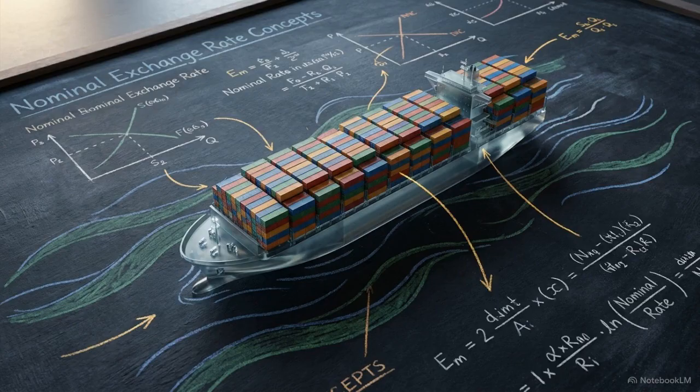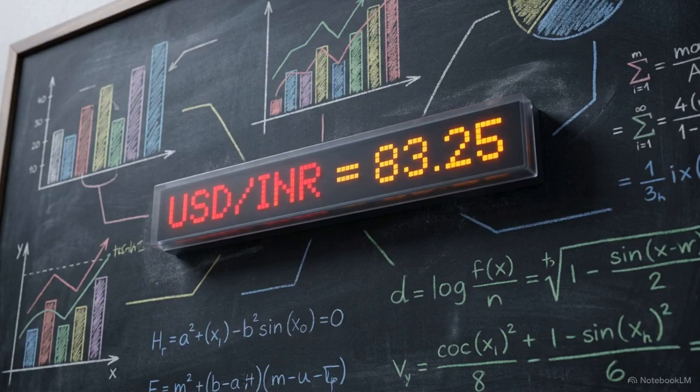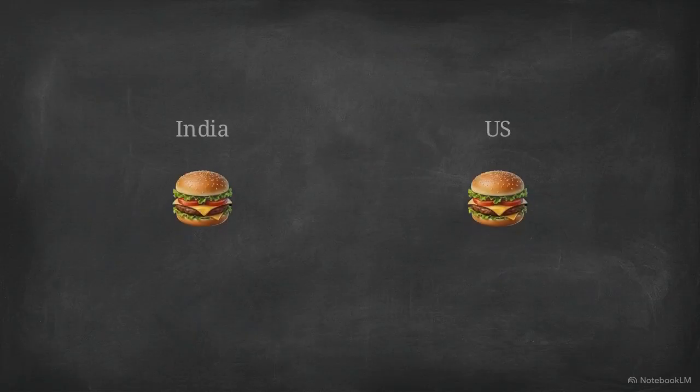When we trade across borders, we encounter the nominal exchange rate. This is the raw, unadjusted market conversion rate on a ticker, telling you exactly how many rupees you need to buy $1 today. But that raw number is deceptive.